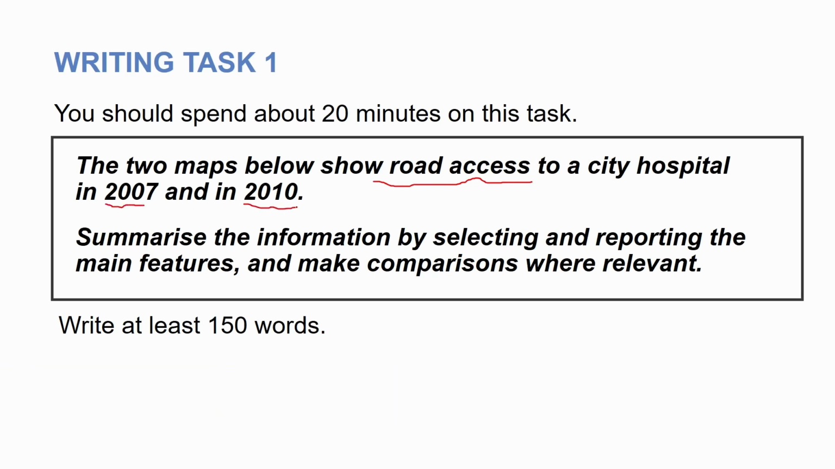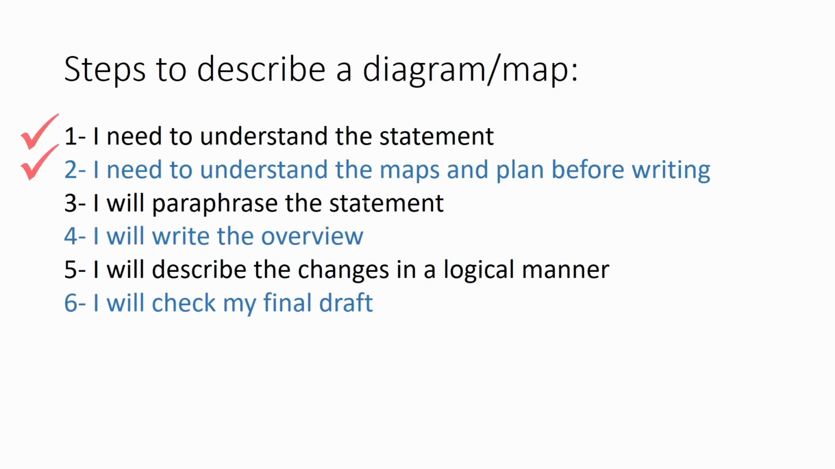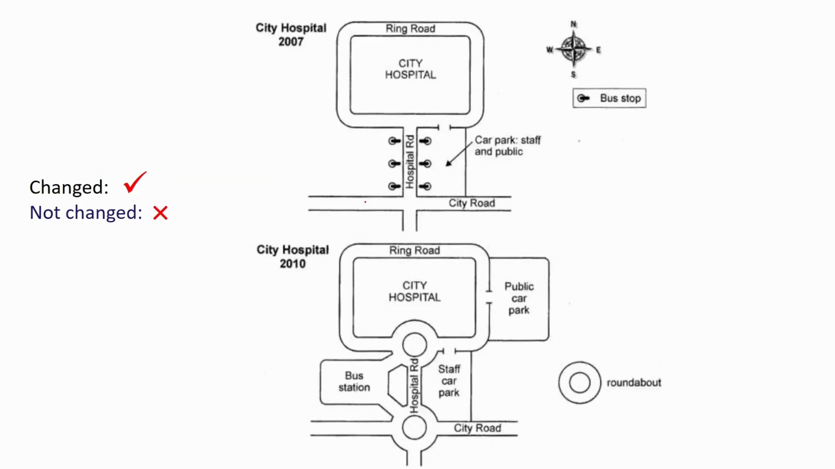Now, step 2 is to understand the maps and plan before writing. At this stage, we don't think too much about vocabulary. Simply identify the changes. So we put a tick for places that change and a cross for places that remain the same. So in this map, we have a compass at the top which shows directions. So we need to use the language of direction and location for this specific map. I mean, in the north, south, east, to the east, and so on.